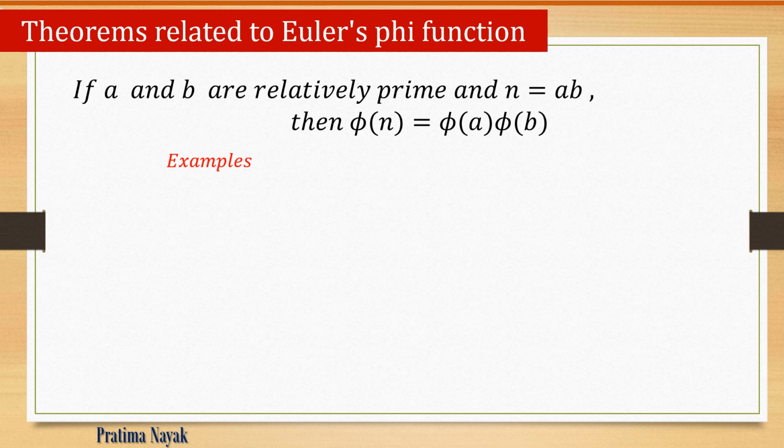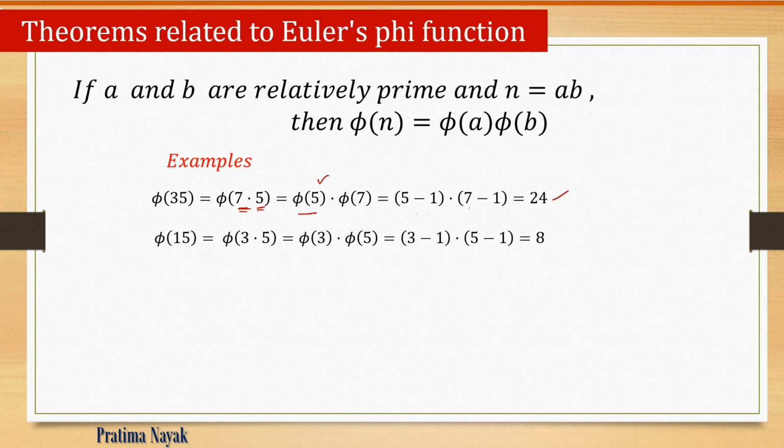So let us see some examples. One is phi of 35, which can be written as phi of 7 into 5; they are co-prime to each other. So it can be phi of 5 multiplied by phi of 7. Phi of 5 again can be put into the formula, as it is a prime number, so I can write 5 minus 1, and phi of 7, again a prime number, I can write 7 minus 1, that is 6. So it will be 4 multiplied by 6, that will be 24.